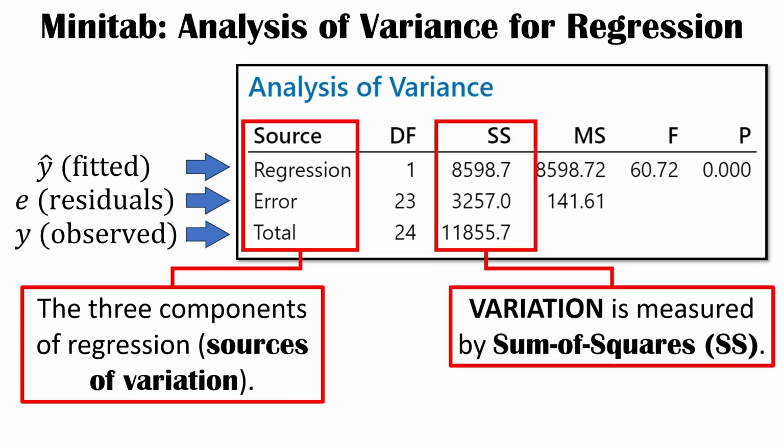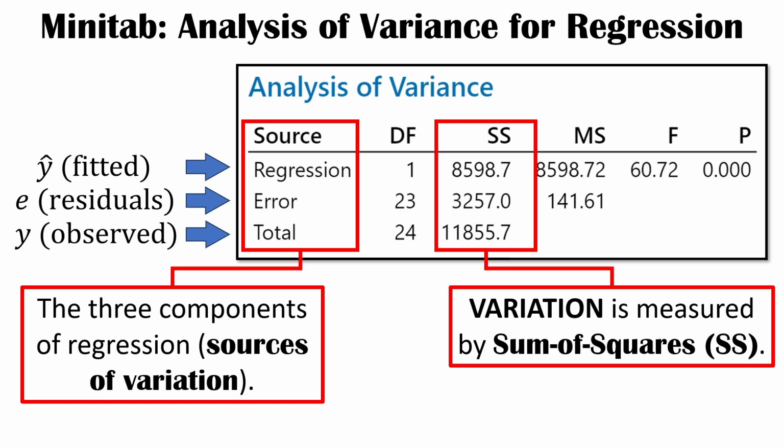How do we measure variation? We measure variation using a sum of squares. You see in the table in the third column, SS represents sum of squares. Each of these sources of variation has a corresponding sum of squares measuring the variation. Now, I'd like you to take out your calculator and punch in the sum of squares for regression, 8598.7. Just punch that into your calculator.